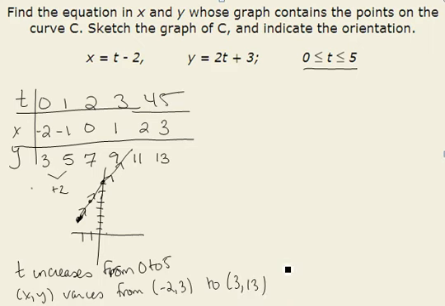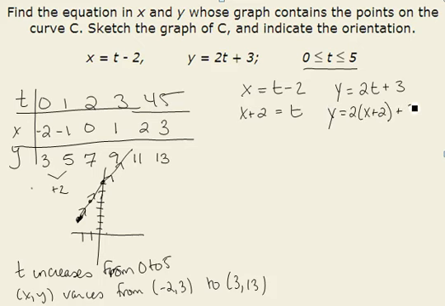In order to find the equation of this line, we can substitute in, solving for t in our first equation. x is equal to t minus 2 gives us x plus 2 is t. Plugging that into our second parameterization, y is equal to 2t plus 3, we'll get y is equal to 2 times (x plus 2) plus 3, or y is equal to 2x plus 4 plus 3, giving us y is equal to 2x plus 7.